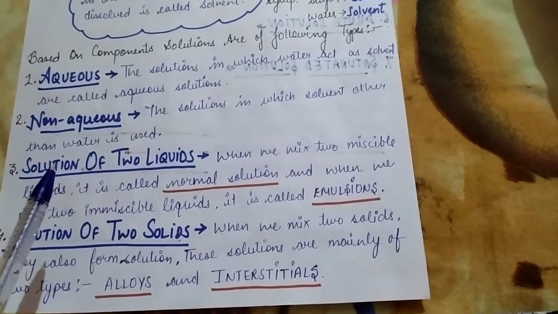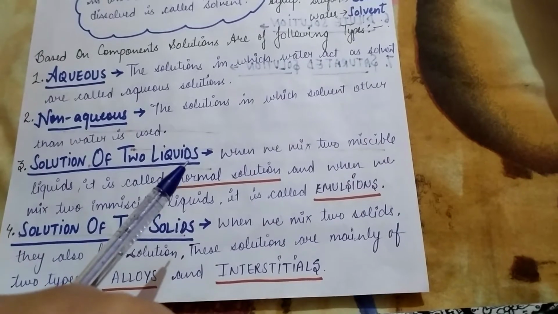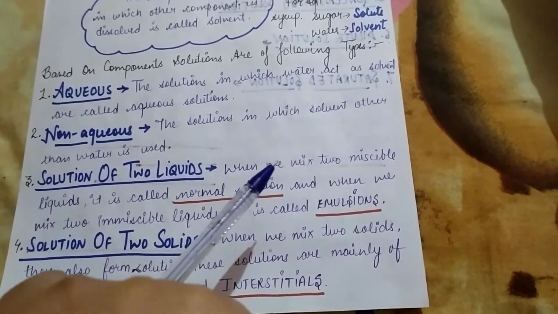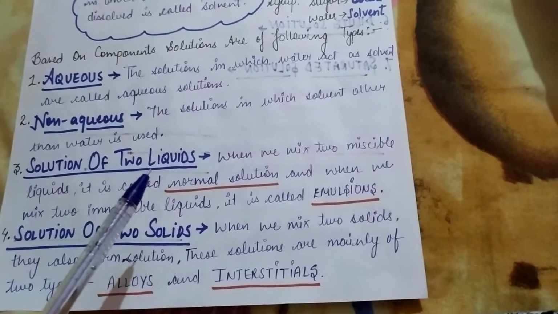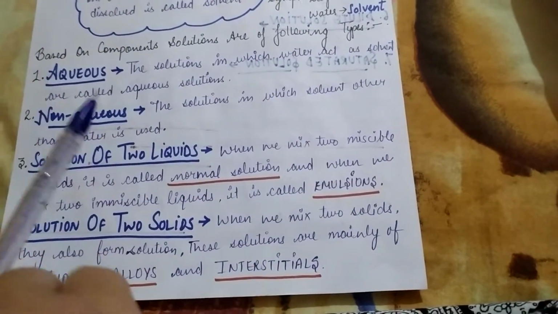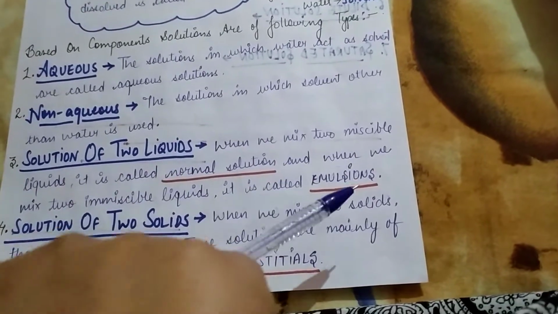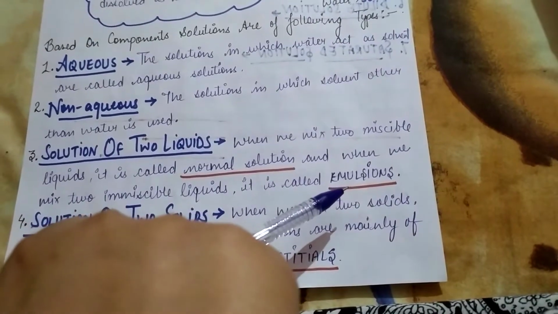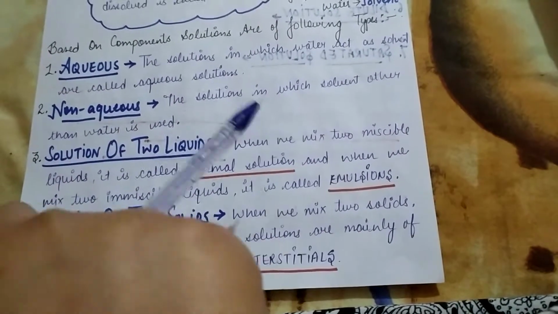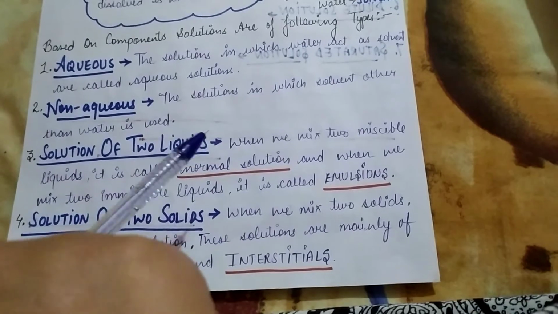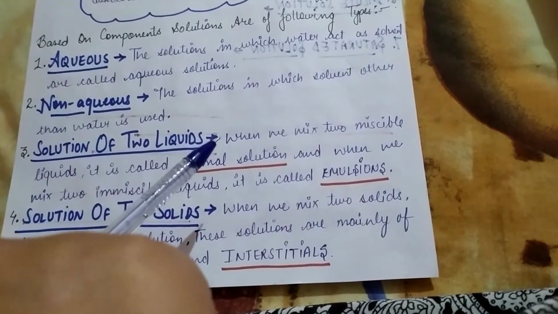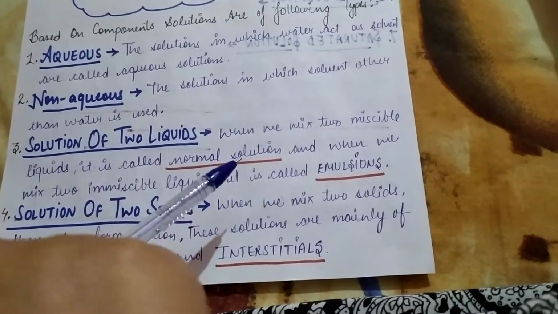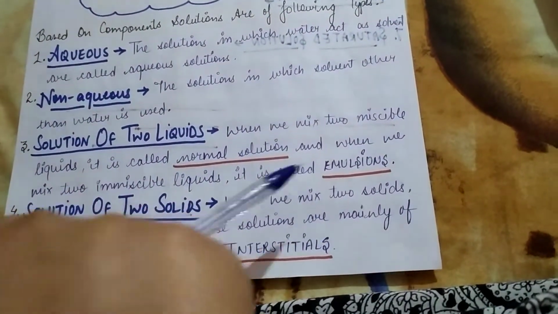Third is solutions of two liquids, like if you mix two liquids. Now when we mix two miscible liquids, it is called normal solution. And when we mix two immiscible liquids, it is called emulsion. Like if you mix oil and water, both of them can't mix with each other. So these type of liquids are called immiscible liquids. In that case, the solution is known as emulsions.